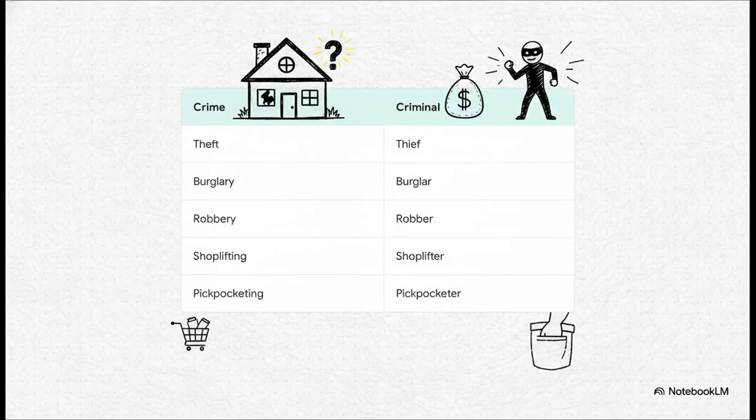All right, first up, we've got crimes that involve theft. Now, here's a really key distinction I want you to notice. Burglary. Burglary is specifically about illegally entering a building to steal something. That's totally different from robbery, which is all about using force or threats directly against a person. See the difference? It's a crucial one.